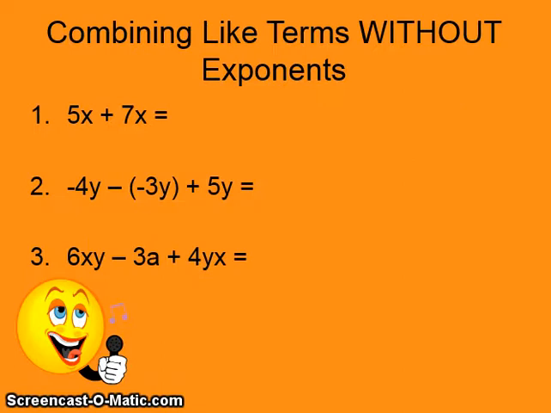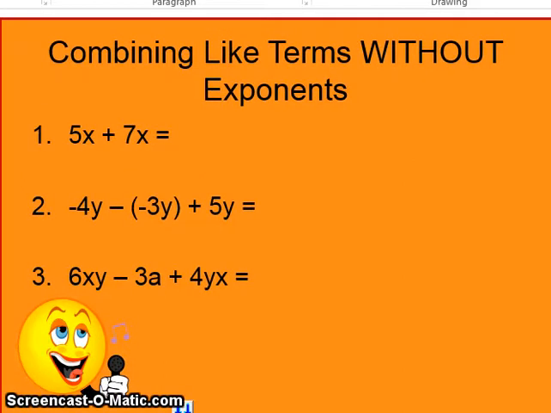Here we want to combine some like terms without exponents. When we combine like terms, first we have to check, of course, and make sure that they're like terms. So we have to make sure we have the exact same variables to the exact same powers. If they are, we can simply combine their coefficients and write the variables and powers that they have once.